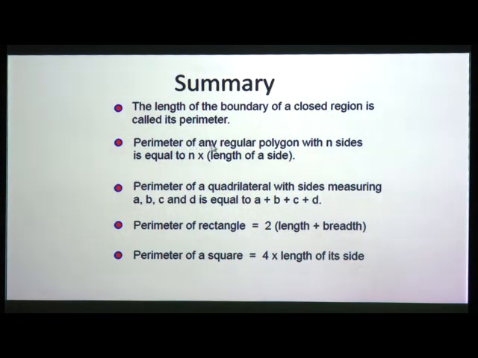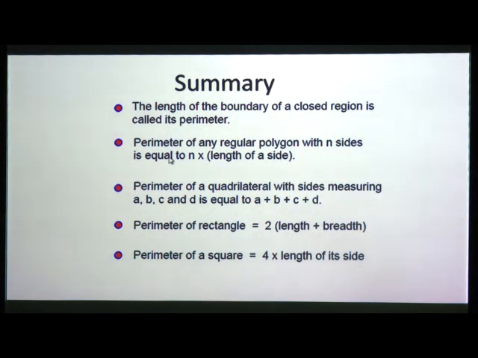The perimeter of any regular polygon, you know, a polygon is a many-sided figure. If it is a regular polygon, all the sides of that polygon will be equal. With n sides, the number of sides we do not know, it may be a 5-sided figure, 6-sided figure, or 7-sided figure. So, the perimeter is equal to n multiplied by the length of a side.